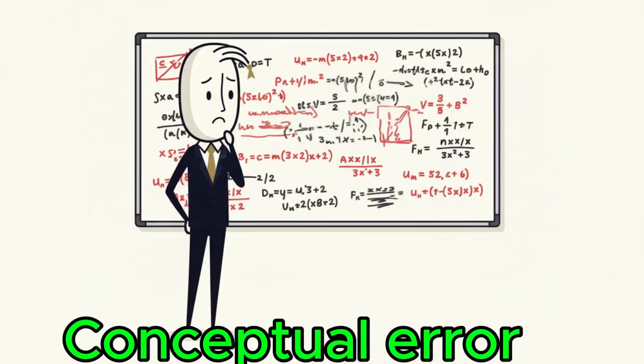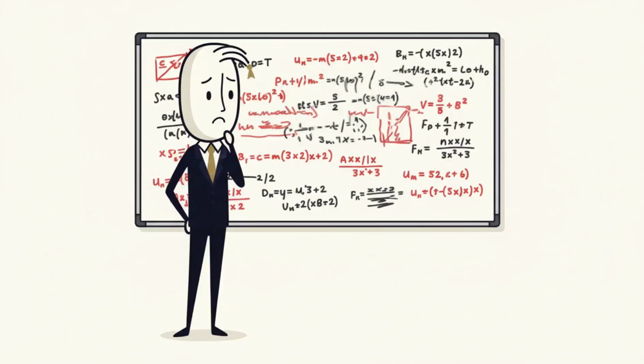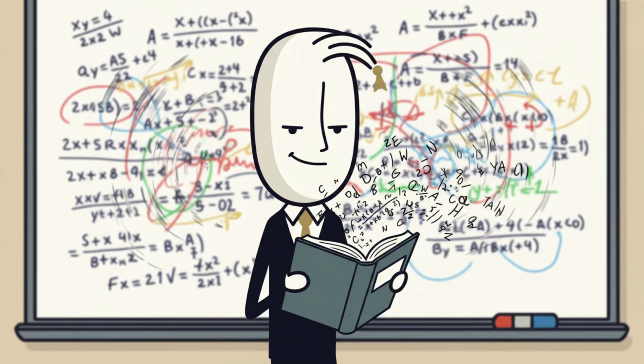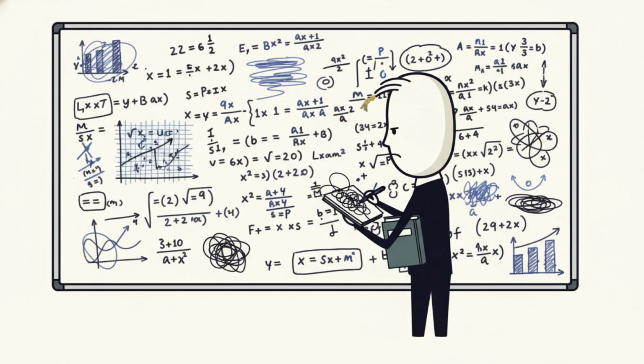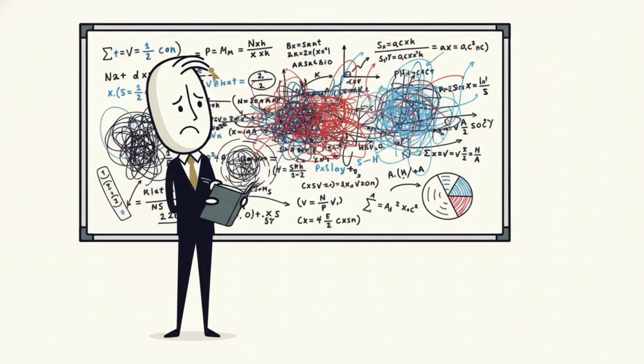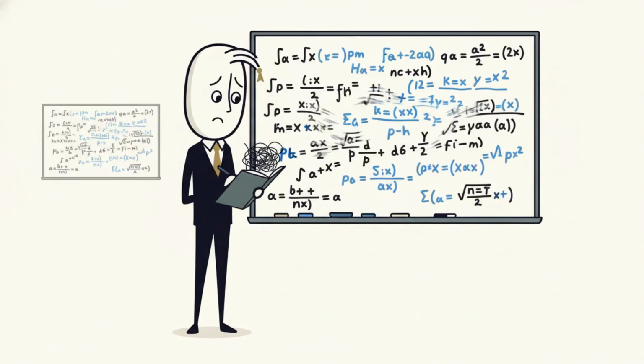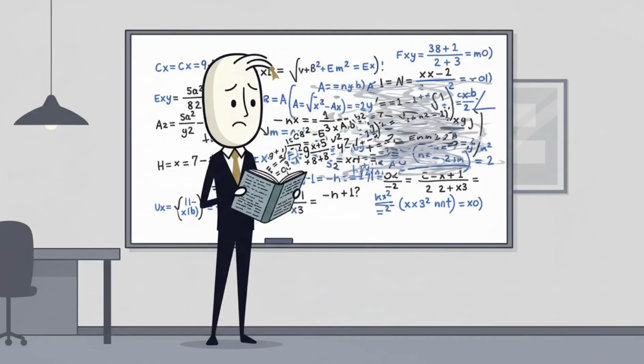Conceptual error. This happens when the person believes they understand the idea, but the understanding is slightly distorted. It is like looking at a map that is almost correct, but rotated just enough to lead you to the wrong place. These errors often come from memorizing without truly connecting the concept to reality, so when the question changes form, the mind cannot adapt.